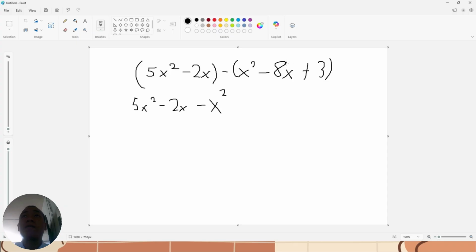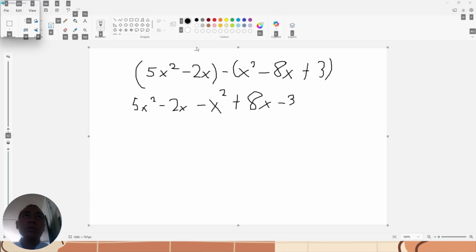This is a negative 8x. Now turn it into a positive 8x. You are basically changing their signs to the opposite. So if it's a negative, it's a positive. If it's a positive, you turn it into a negative. See that this is a positive 3. Now it becomes a negative 3. Then you group it up together.